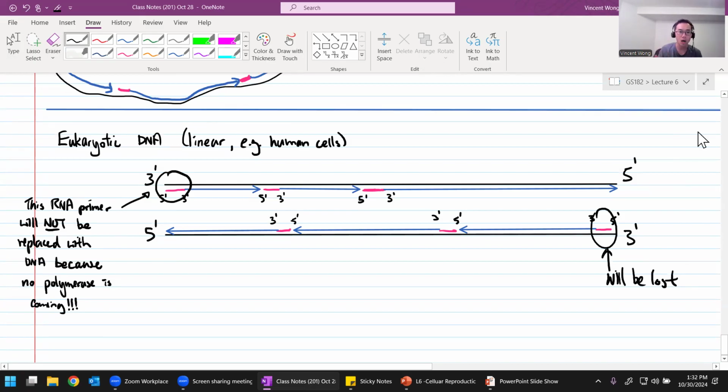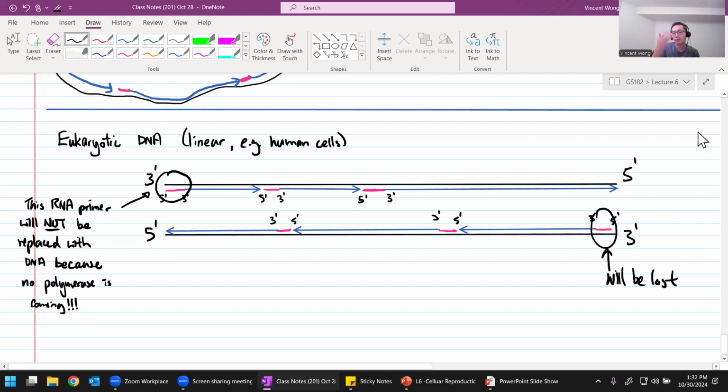And that is why linear DNA has a problem that circular DNAs don't. Every time we copy our DNA, and that happens every time you want to divide a cell, you need to copy the DNA, right? The DNA gets shorter and shorter and shorter and shorter.